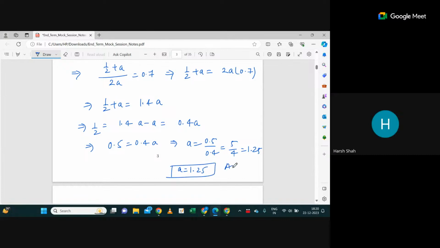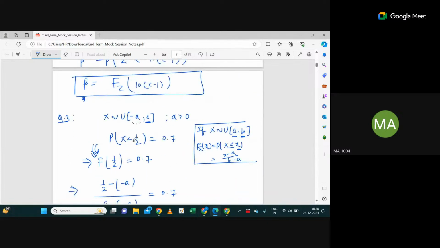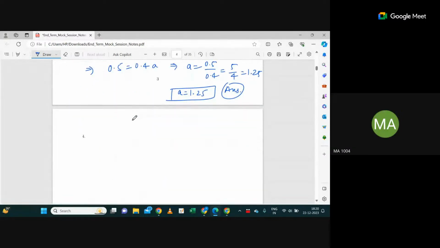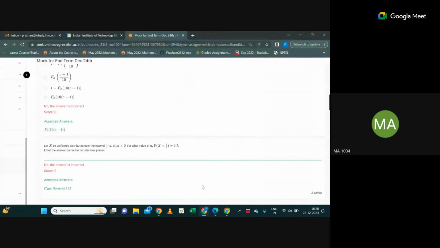No, sir. So you can do the same thing by the integration part also. Because this is uniform, you can simply integrate from minus a to half the PDF of uniform, and you will get the same answer. The PDF is 1 by b minus a. You can go with any approach. Till this point, everything is clear? Yes, sir.